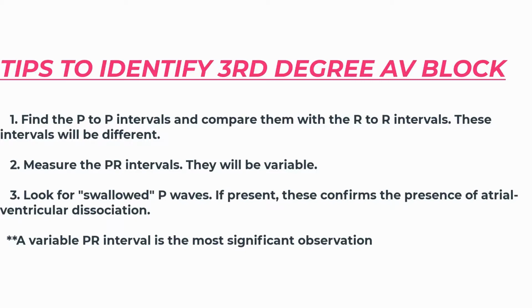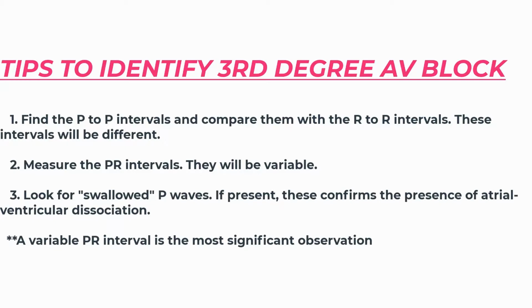The first one is to look for all the P waves and measure the P to P interval. This will demonstrate regularity of the P wave. Likewise, you should also measure the R to R interval, and there should be regularity of the R to R interval as well. The difference between the atrial rate and the ventricular rate is the demonstration that there is AV dissociation.